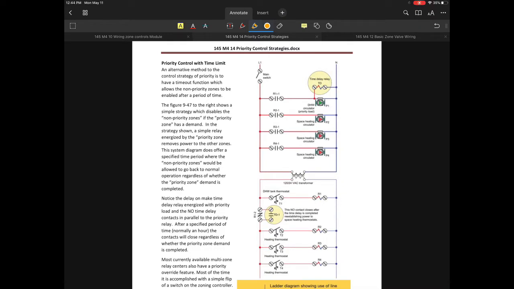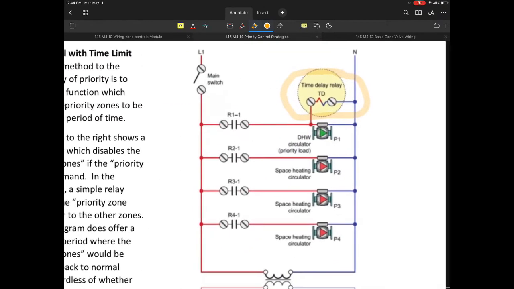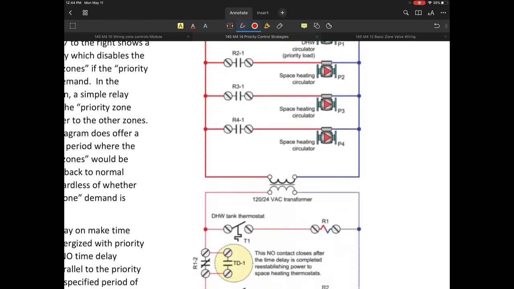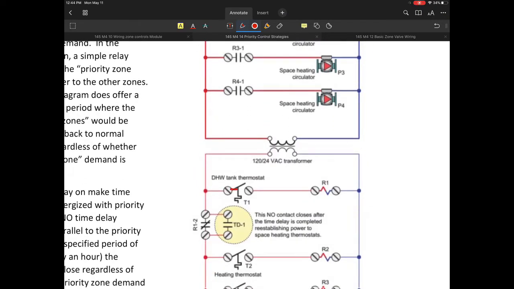So let's take a look at another function. So let's go ahead and put in a timeout or time-limiting function. What we're going to do in this situation is use the identical diagram to the previous application, except now we're going to add a time delay relay up at the top of our system.